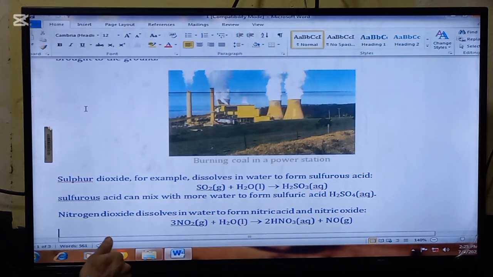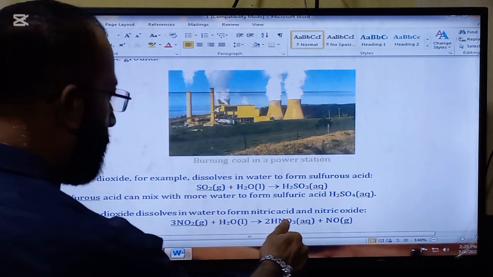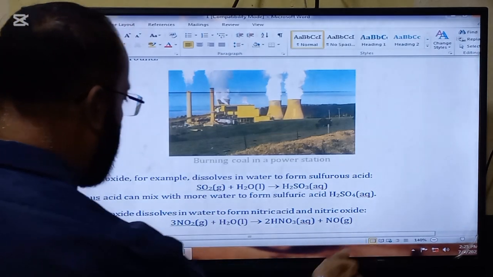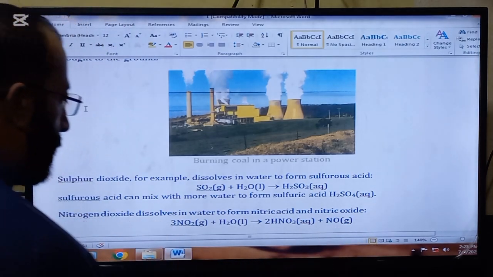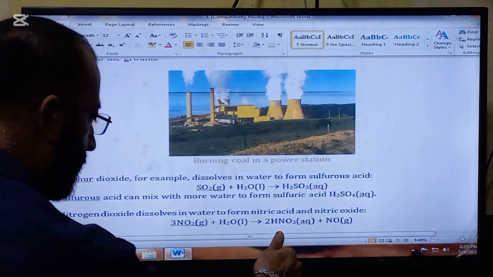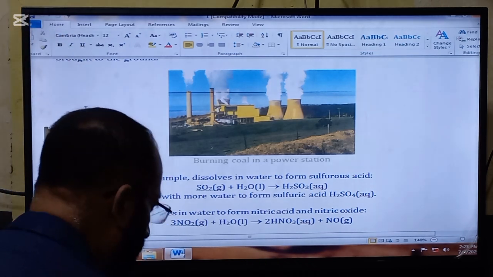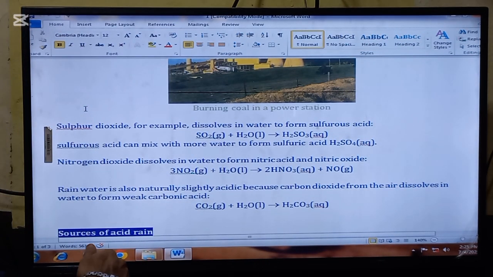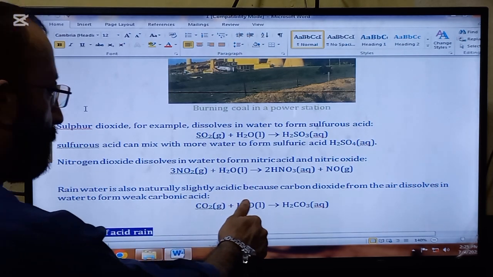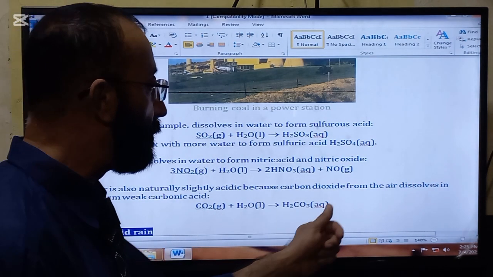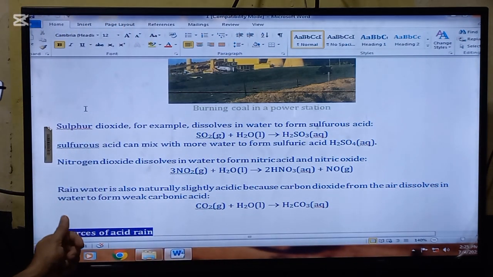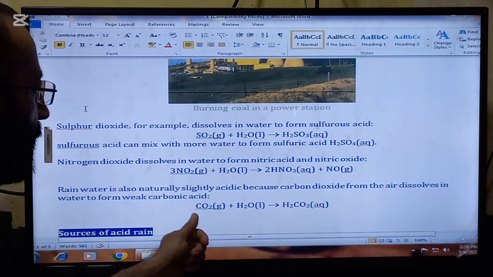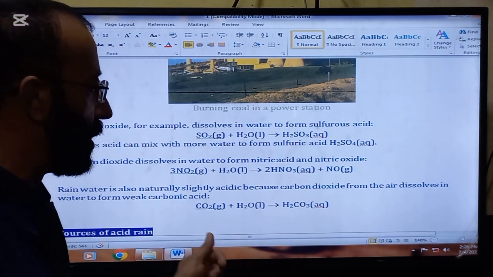Likewise, nitrogen dioxide dissolves in water to form nitric acid and nitric oxide. Here is the reaction. This nitric acid dissolves in water and makes the rain acidic. Rainwater is also naturally slightly acidic because carbon dioxide from the air dissolves in water to form a weak carbonic acid. This is the reaction.